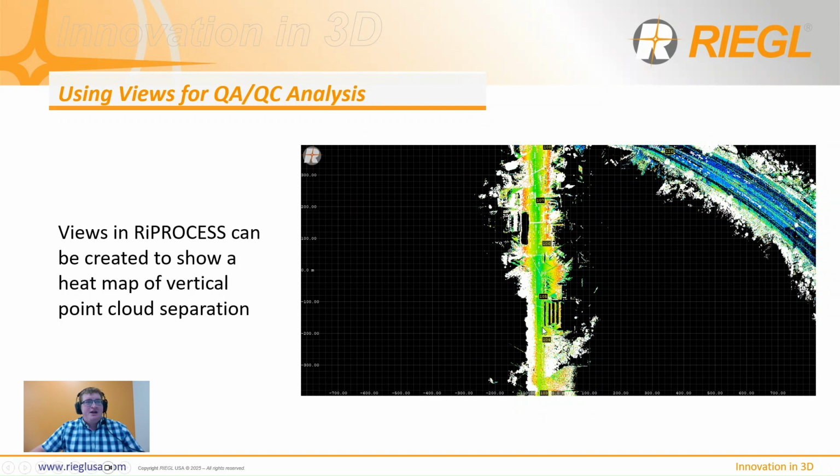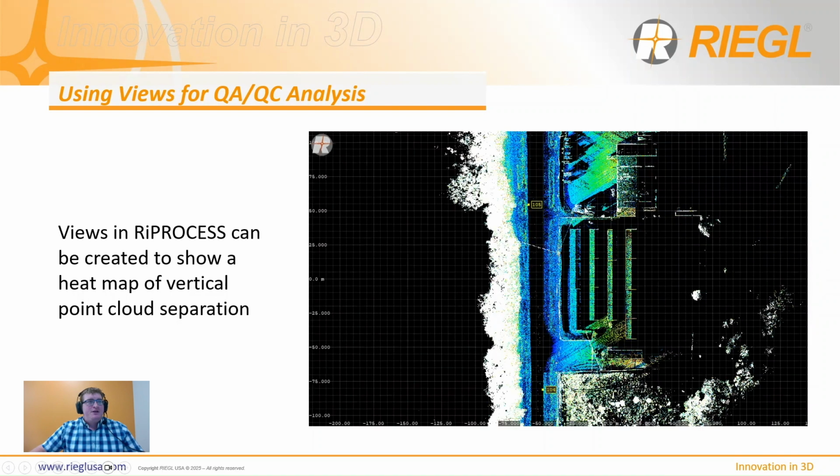So you can see here, I have a quick map, and I'm going to show how to create this. This green represents probably about 5 to 6 centimeters of vertical separation. And after I run RiPROCESS, you can see it's all black, meaning that it's going to be below the threshold I set. Now I'm going to show you how to go through the process of creating these maps yourself and seeing what they look like pre and post RiPROCESS.